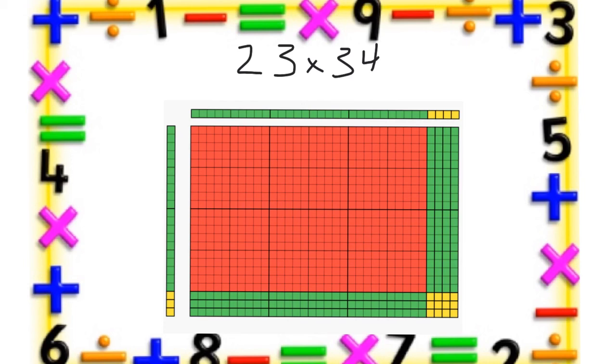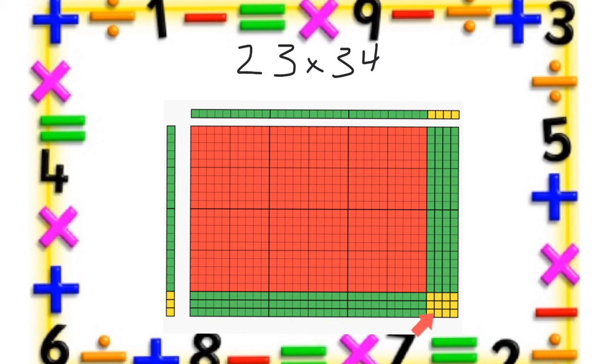What I've done here is I've built 23 using 2 10s and 3 1s, and I've built 34 using 3 10s and 4 1s. And then I've made an array of that same dimensions using hundreds, tens, and ones. If I count how many little spaces are all the way across, this would be 34 and this would be 23. And so I have a 23 by 34 array of base 10 blocks.